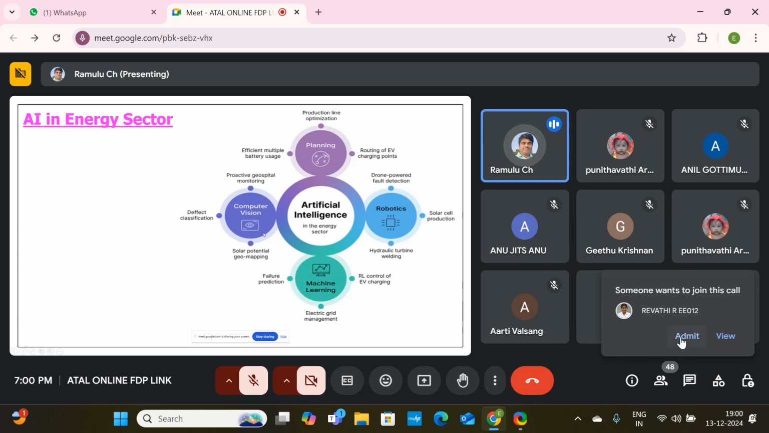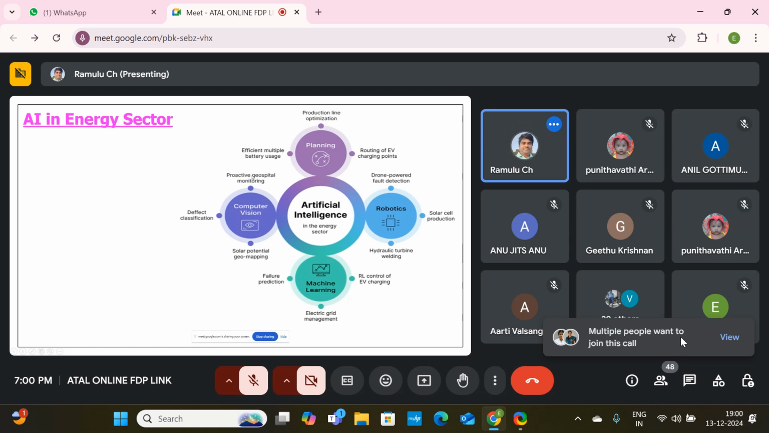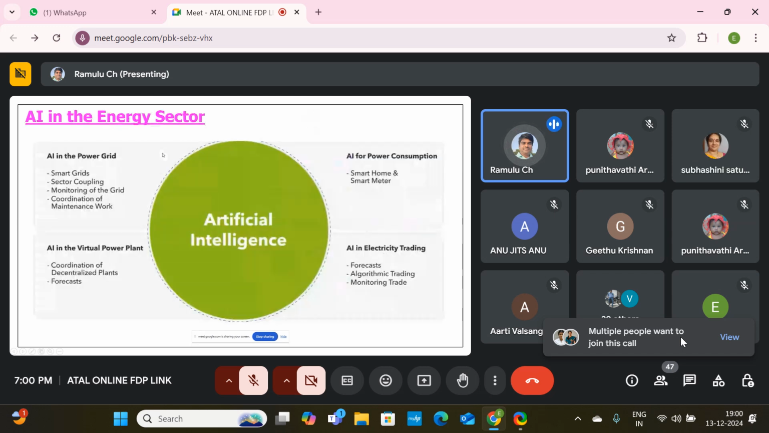Now coming to the last one, computer vision. With respect to this subsection of the energy sector, with the help of AI, solar potential geomapping is possible. Different classifications with computer vision are possible, and proactive geospatial monitoring is also possible when AI is implemented in the energy sector.